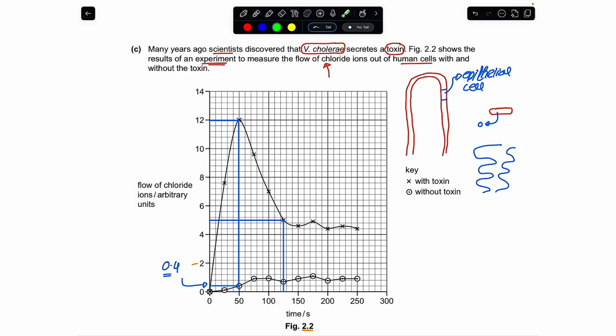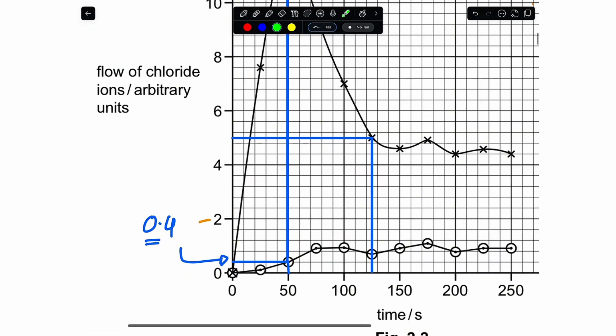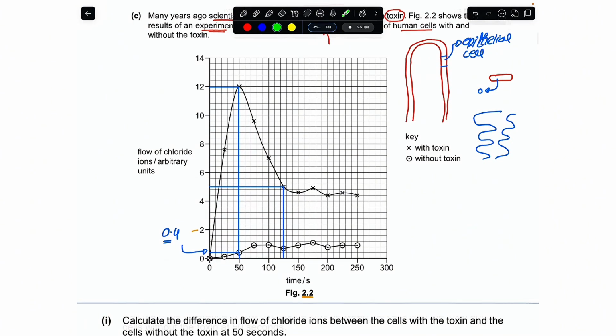I can simply see that when there is presence of the toxin, the flow of the chloride ions is greater compared to when there is no toxin. In the graph, on the y-axis, 5 small units are equivalent to 2 units. So each small unit on the y-axis is equivalent to 0.4 arbitrary units. Likewise, on the x-axis, from 50 to 100 seconds, each small box represents 10 seconds.